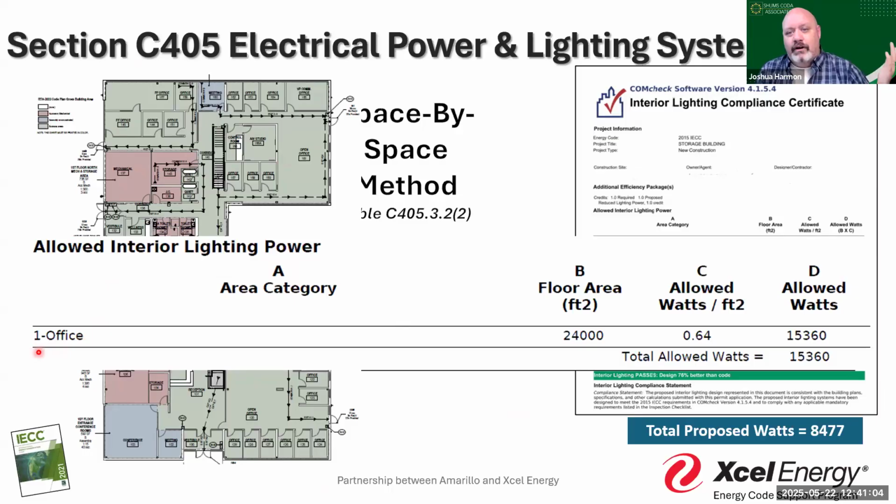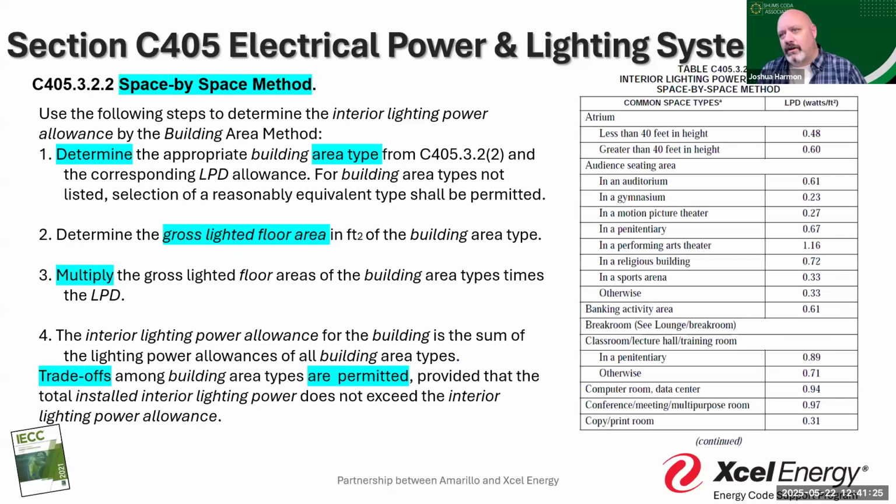Because they're looking and saying, hey, we're going to look at this whole school as an office, because even when we do the office calculation, we get 15,000 watts of power. We're only going to use 8,000. So why go through the space by space method? We could just use the building area method, right? Keep it simple. But if they wanted to use space by space, they're doing the exact same thing in the map that we saw in the building area.